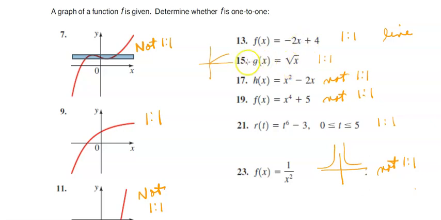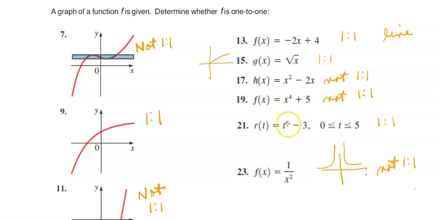Here's a radical function. The parent function looks like this. That's going to be 1-to-1. Its inverse is a function because it passes the horizontal line test. This is a parabola. Parabolas are never 1-to-1. Remember, you're going to hit it more than once when you do the horizontal line test. Okay, this is a parabola-like shape. It's a quartic, but it's going to look just like a parabola, only it'll be flatter at the vertex. It will not be 1-to-1.